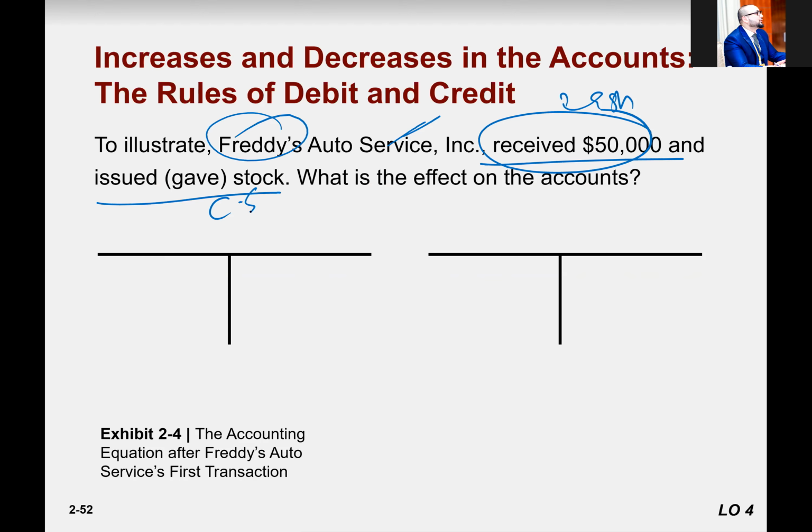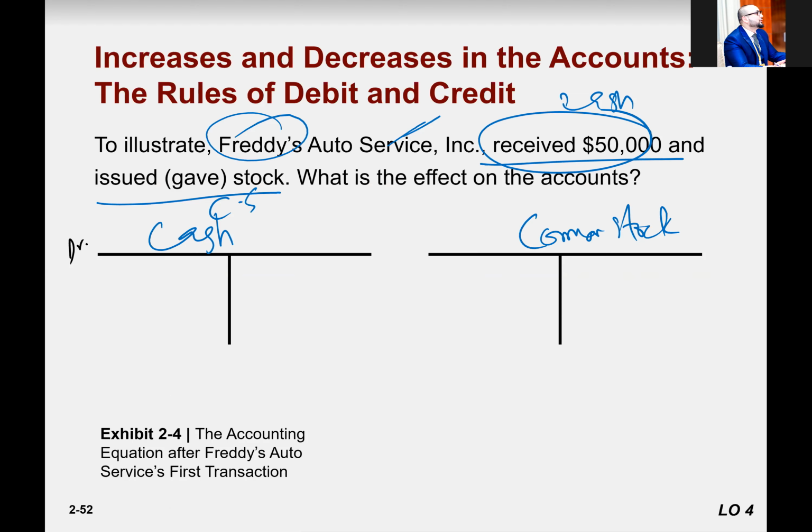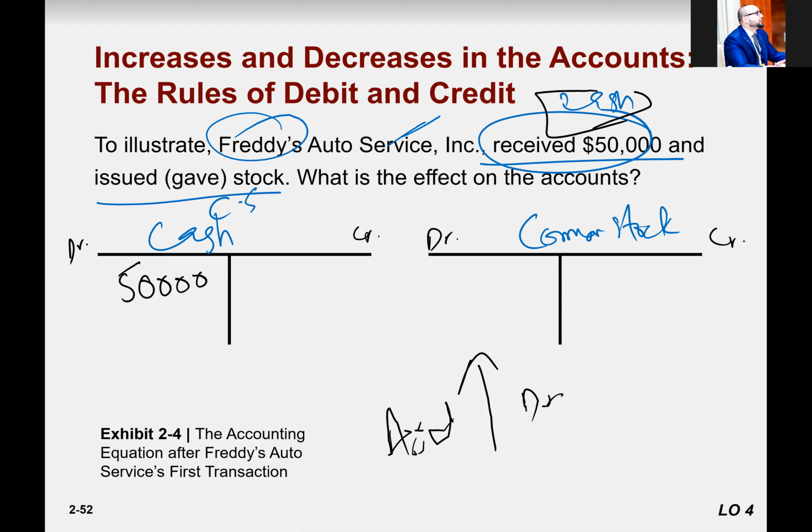In double entry system, we make T accounts. So for example, this is common stock. And this is cash, right? And the left hand side is called debit, right hand side is called credit, debit, credit. So remember, cash is increased or cash is decreased? So anything that increases assets, debit. So you need to write this 50,000 on debit side.